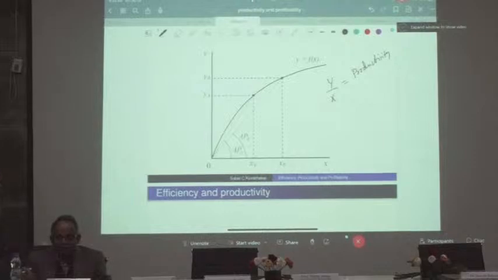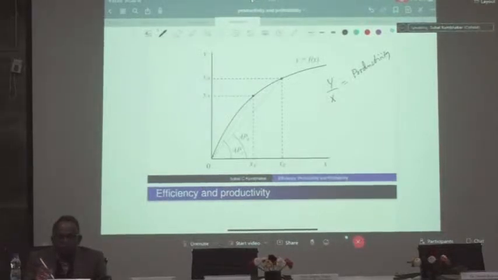Okay. So if you have two firms A and B, XA is the amount of resources firm A is using, and XB is the amount of resources firm B is using. So of course B has more resources, right? Now what is happening to productivity? Look at the slopes, from the origin to this point. That's the productivity for firm A, and this indicates the productivity of firm B. So which firm has higher productivity, A or B?